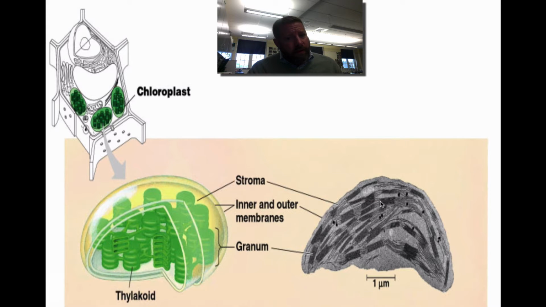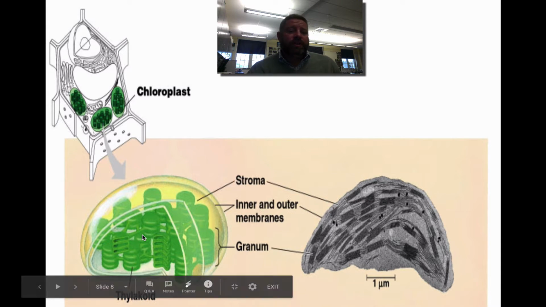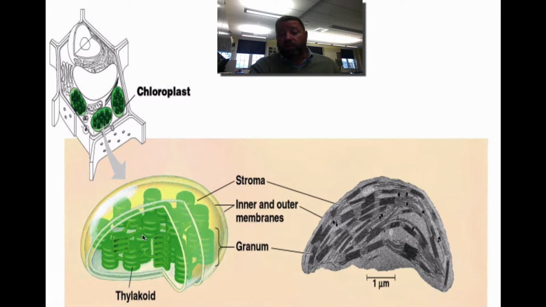So in all of these things here, all these thylakoids are actually giving it more surface area, which allows it to do more of the work that it does.